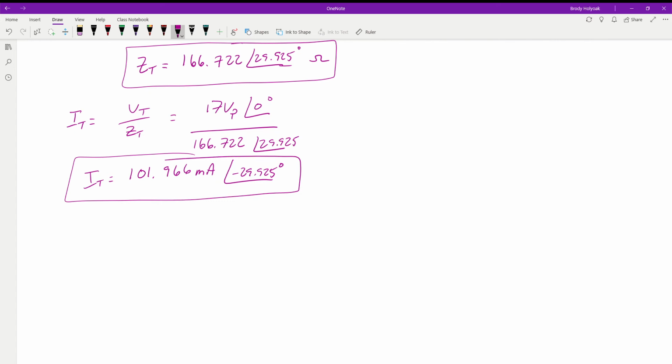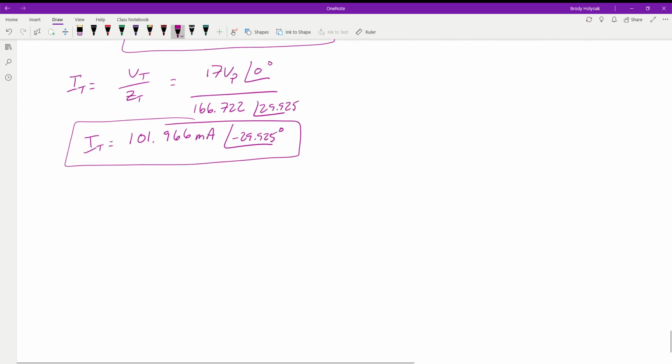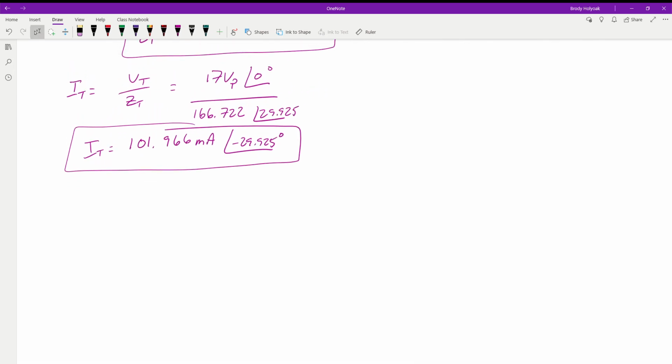Now the last part that we need to do is solve for the branch currents. Since the resistor and the inductor are the only things in parallel with each other, the voltages are going to be the same. And those things are also in parallel with the source. So all the voltages are going to be the same at 17 volts.